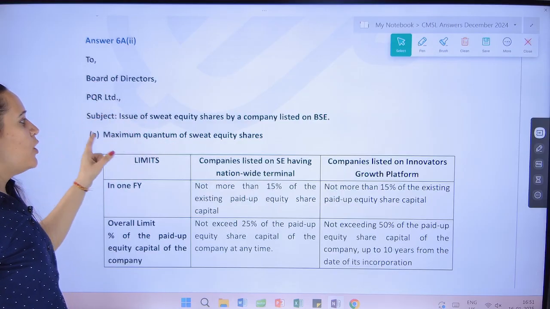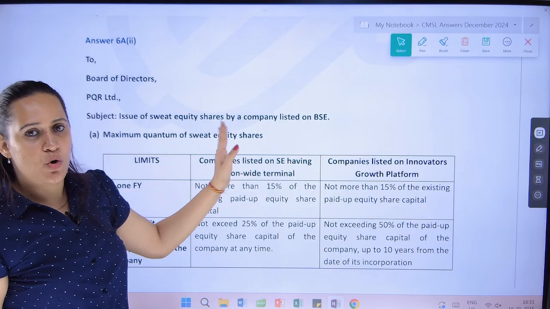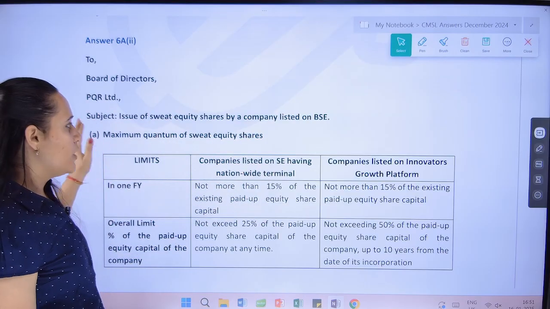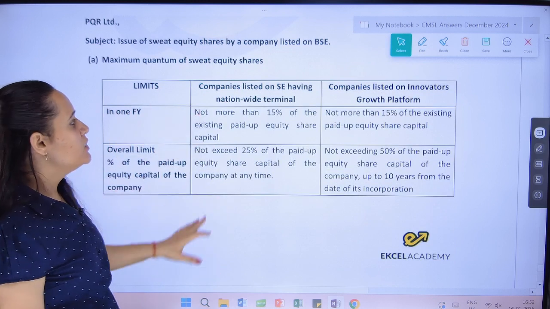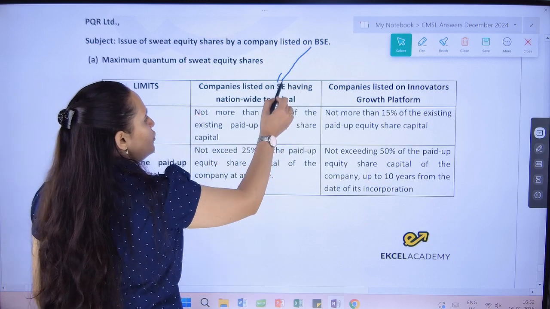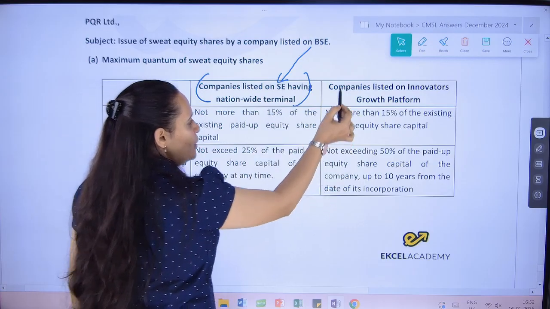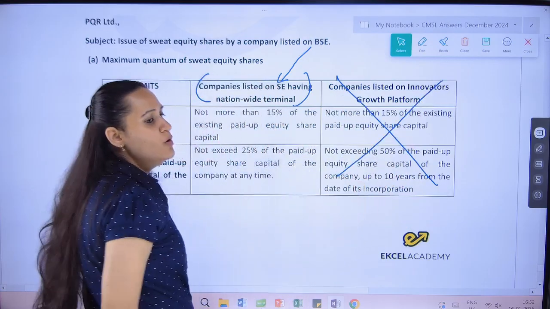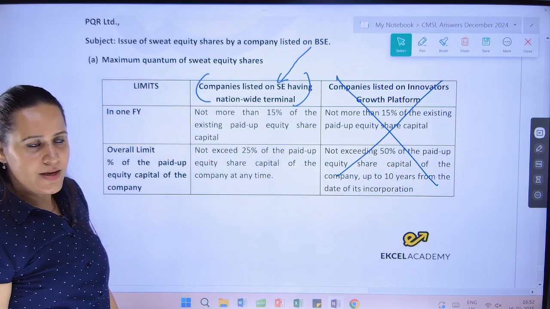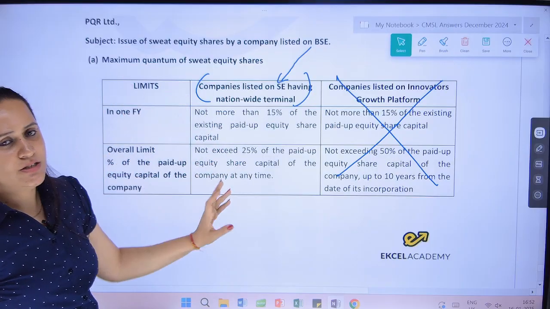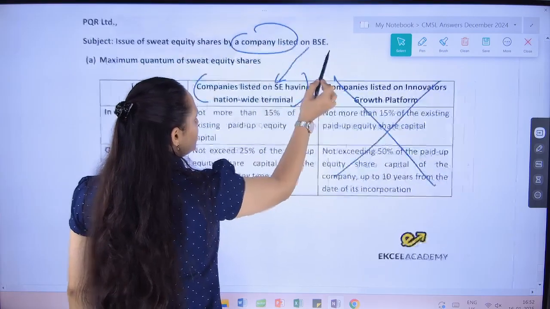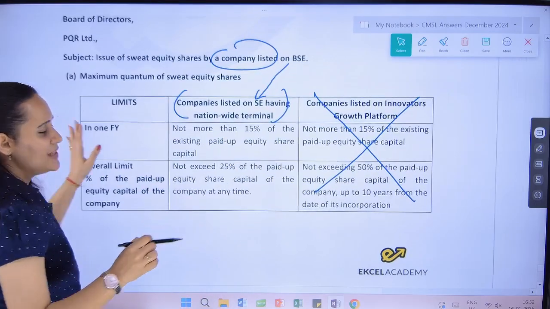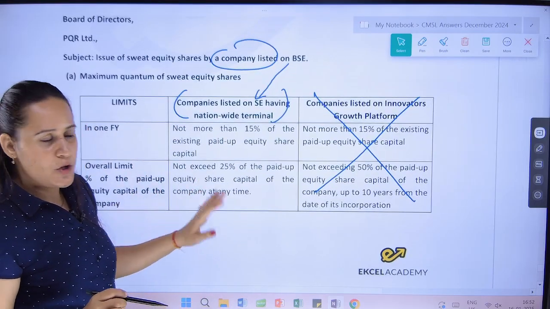The subject is issue of sweat equity shares by the company listed on the BSE, that is the company that we are talking about, PQR Limited. Maximum quantum of equity shares: because we know it is listed on the BSE, if you mention only these provisions, it's okay. You can skip the provisions relating to innovators growth platform. But if you want, you can mention it, no problem. But since it is specifically talking about a company listed on BSE, you can only include what is the maximum quantum that can be done for a listed company on BSE.